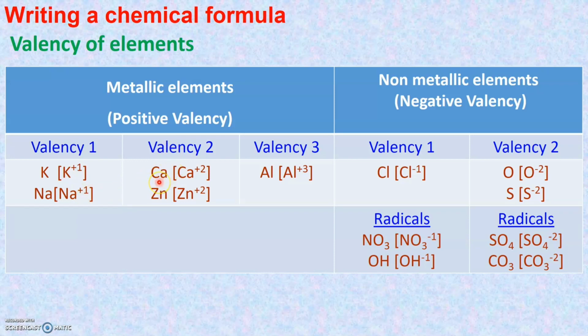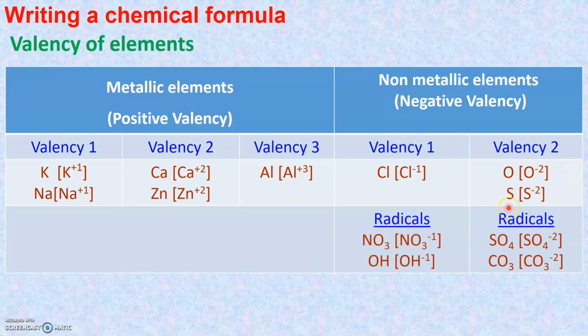For the element calcium, which is a metal, the valency is 2. For zinc, the valency is again 2. For aluminium, which is again a metal with a positive valency, and the valency is 3. Now in case of non-metallic elements, it will have negative valency. For the element chlorine, which is a non-metal, it has got a negative valency and the valency of chlorine is 1. For the element oxygen, again it has got a negative valency and the valency of oxygen is 2.